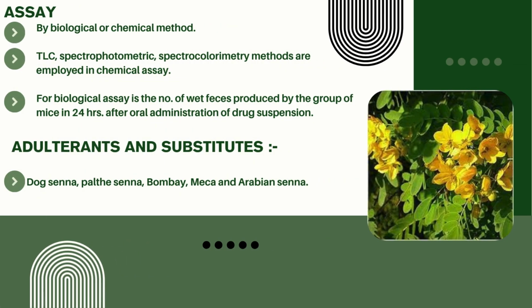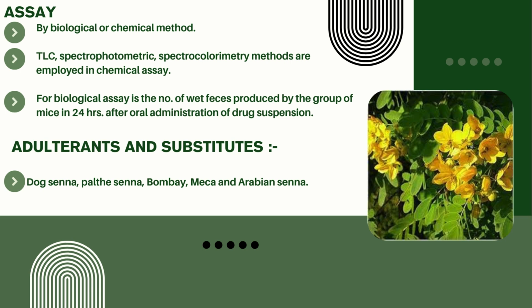The quality of senna must not only be verified but also quantified, ensuring accurate medicinal doses. Assays are performed using both biological and chemical methods. On the chemical front, thin layer chromatography, spectrophotometry, and spectrocolorimetry are commonly employed to determine sennoside content. Biologically, the efficacy can be measured by counting the number of wet feces produced in test animals, such as mice, after administration, indicating the drug's purgative power.